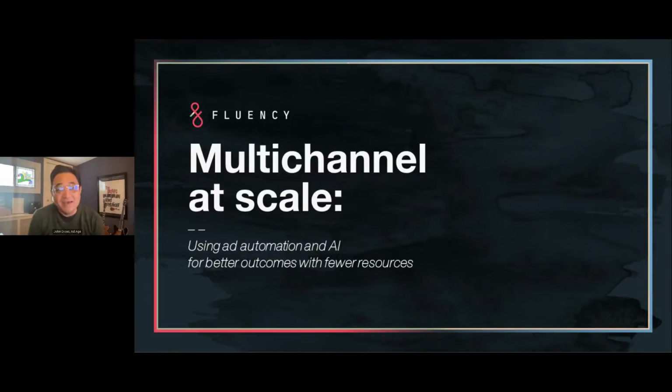The topic today is multi-channel at scale using ad automation and AI for better outcomes with fewer resources. I'm John Dioso, editor of Ad Age Studio 30.